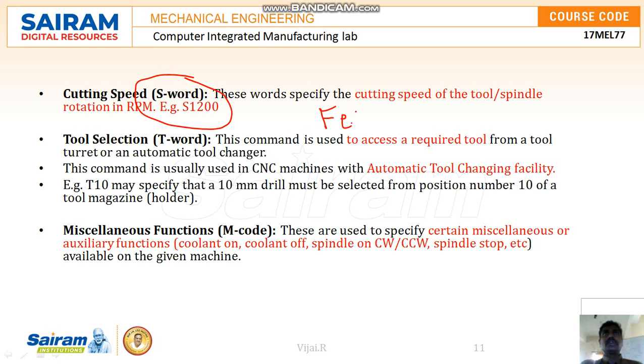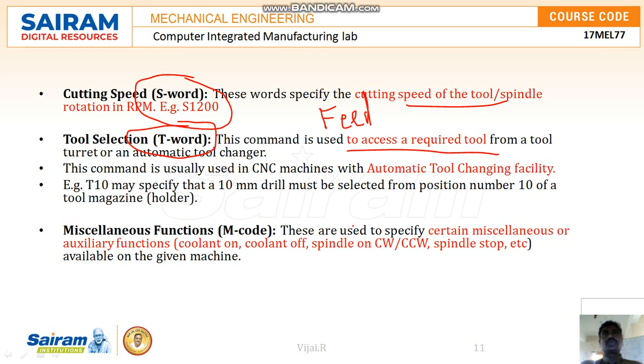F we are going to insert in terms of F, and here the cutting speed can be introduced as S 1200 or 1500, 1000, whatever it is, depending upon the operation. And the tool selection: I want to select some tool. The tool can be taken as T. The tool mentioned gives access to the required tool. What tool do I need? Whether I need the first tool, second tool, third tool or fourth tool, which is already kept in the turret.